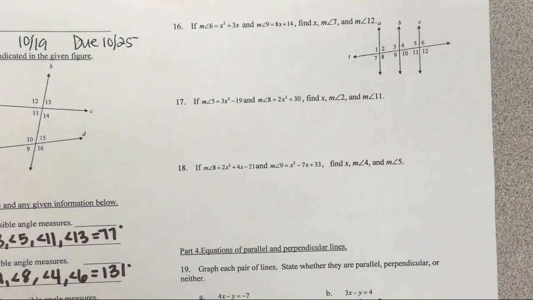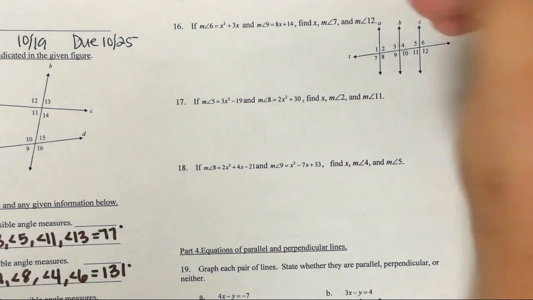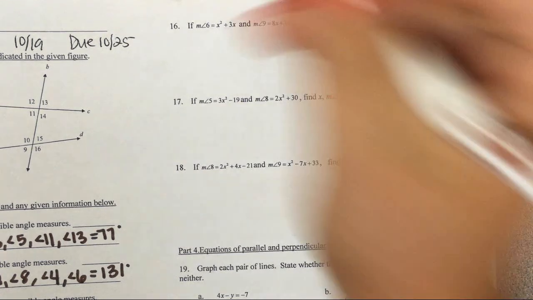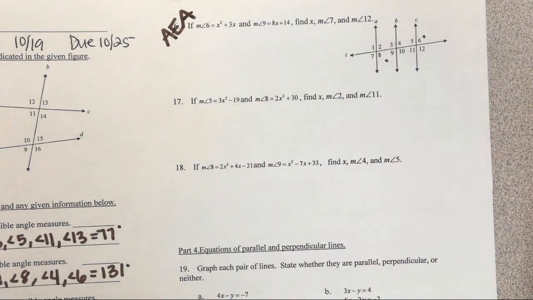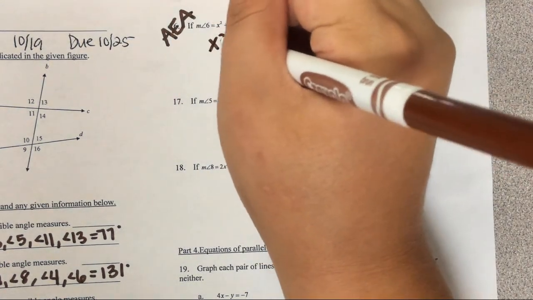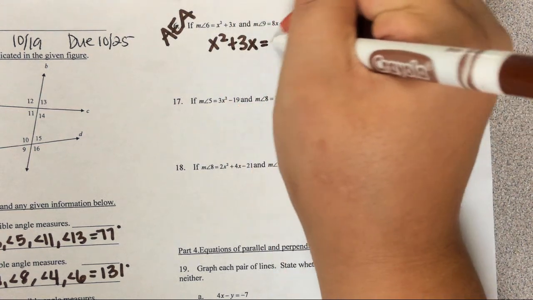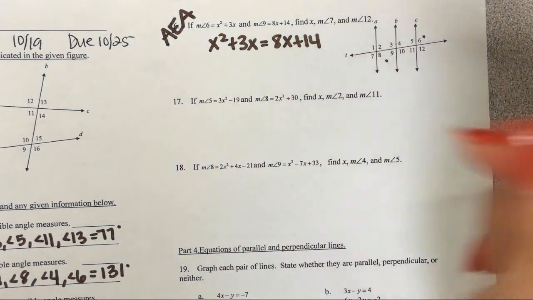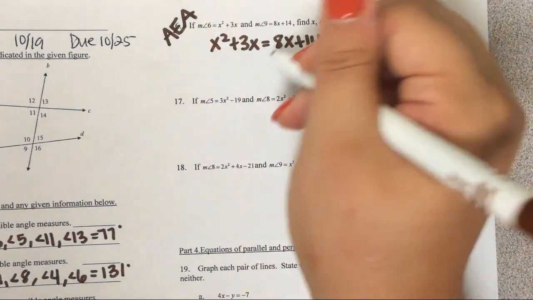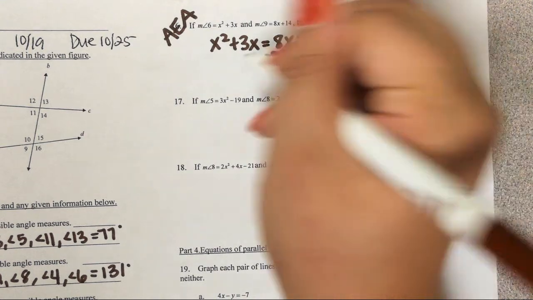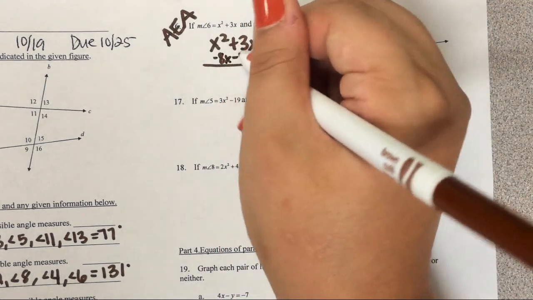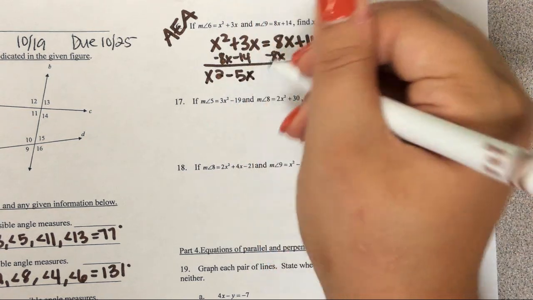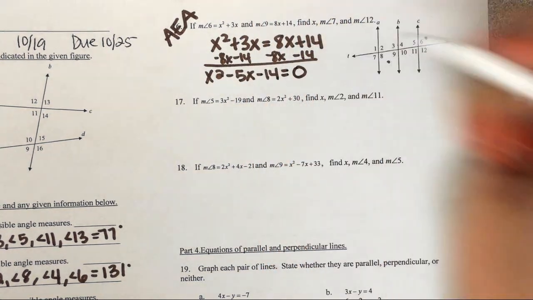Alright, for 16, if angle 6 and angle 9 are alternate exterior, so those are congruent, so I can set them equal. I have an x squared, so I need to make it equal 0, so I'm going to subtract 8x, subtract 14, and I get x squared minus 5x minus 14 equals 0.